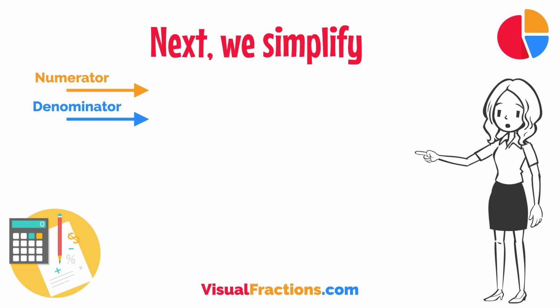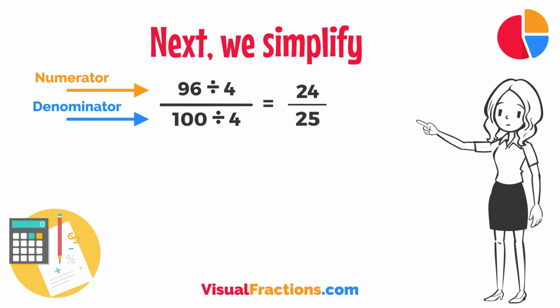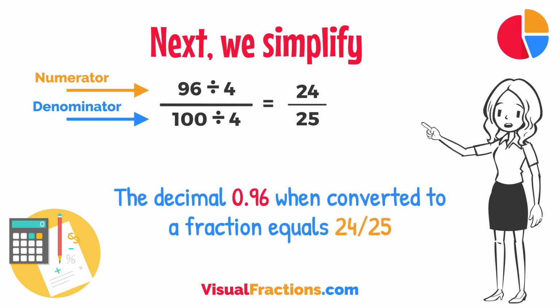Next, we simplify. Both the numerator and the denominator in 96/100 are divisible by 4, the greatest common divisor. Divide 96 by 4 to get 24, and divide 100 by 4 to get 25. So, 96/100 simplifies neatly to 24/25. And there you have it. The decimal 0.96 when converted to a fraction equals 24/25.